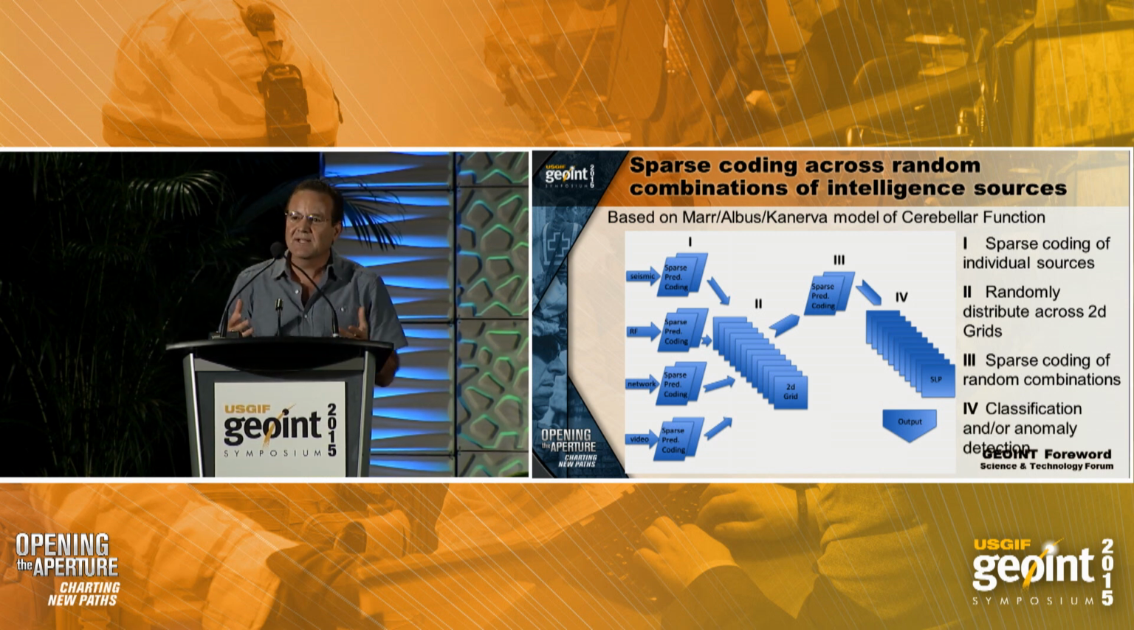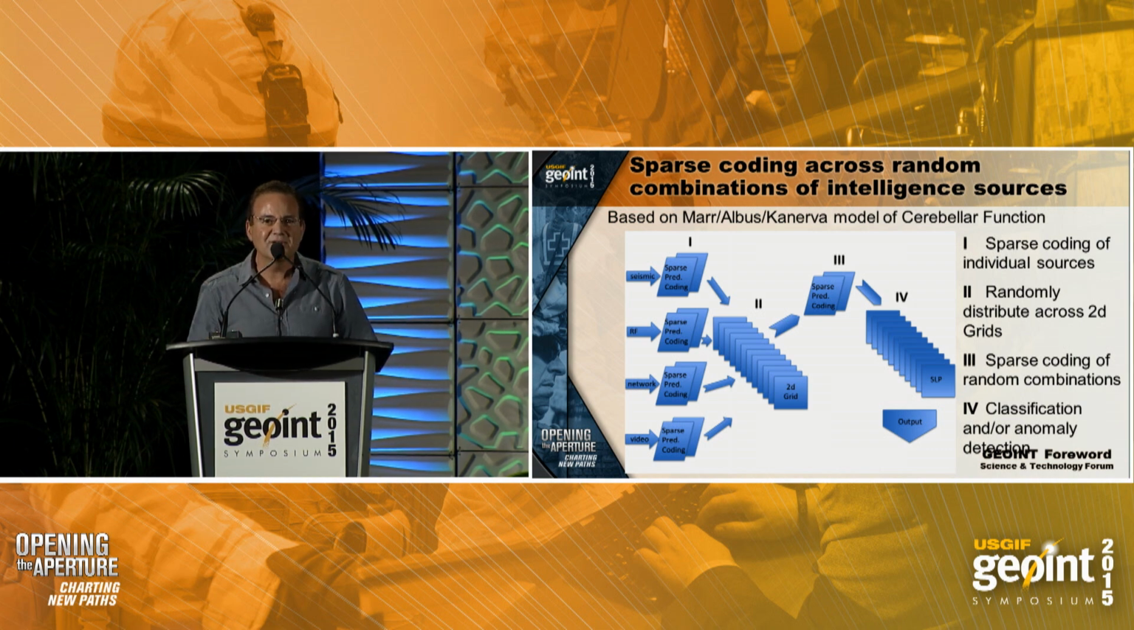And then given this second level of sparse representation, we think we can do the sort of classification and anomaly detection, some examples of which I showed you with the still images.